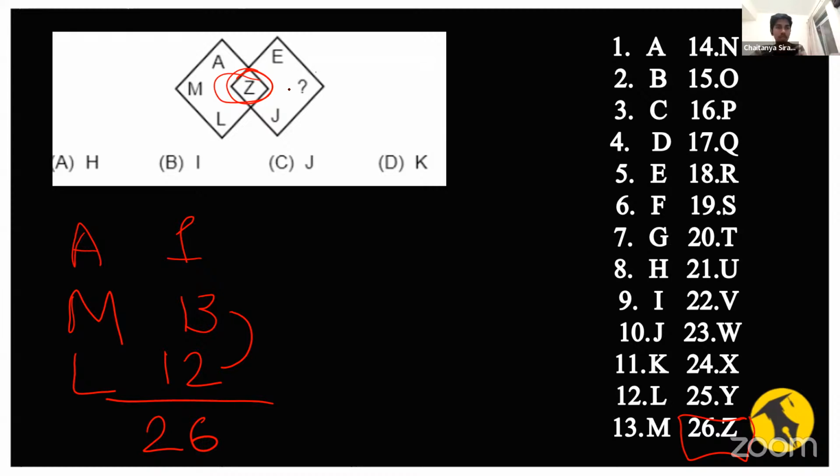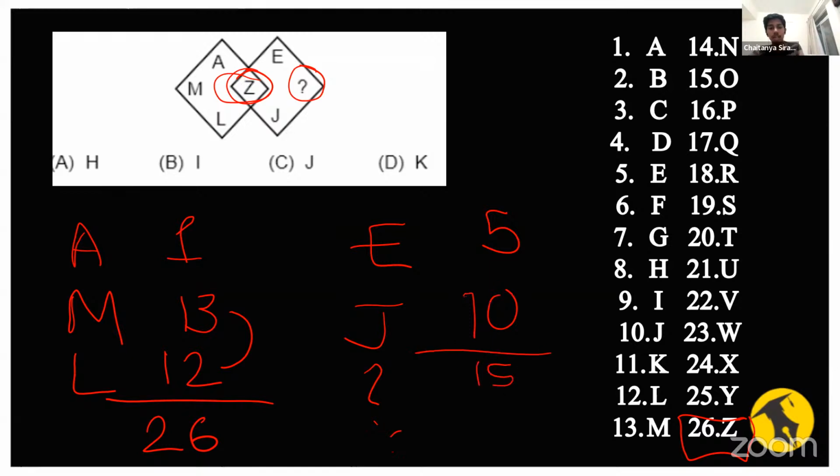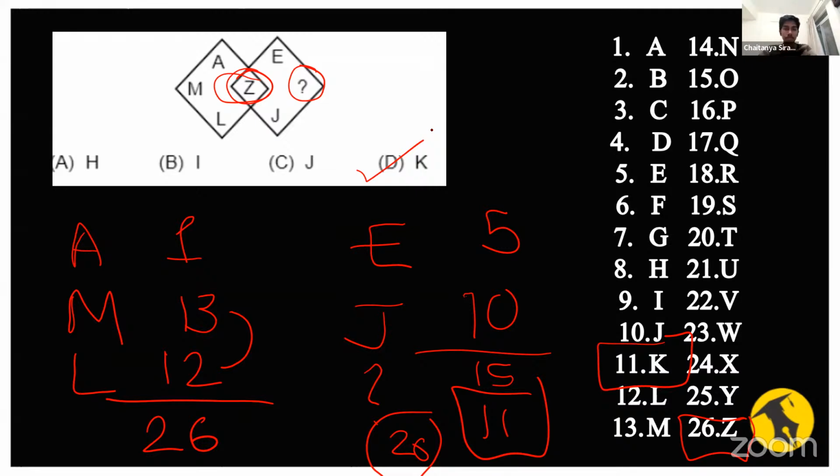So similarly, E and J and the missing term should add up to 26. E is 5, J is 10. So I'm done with 15. I need to have 26 in total. So this must be 11. And 11 corresponds with your letter K. So correct answer is option D. All right. What I did, as Z is the intersection between both the squares, summation of these three should be equal to summation of these three, which should be 26. So I found 5, 10. So this should be 11. Correct answer is option D, K.